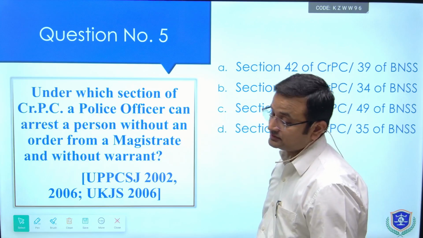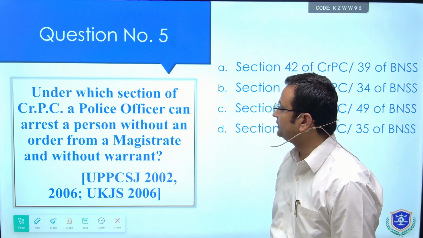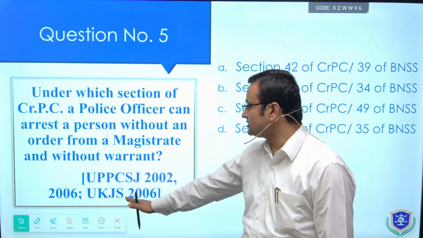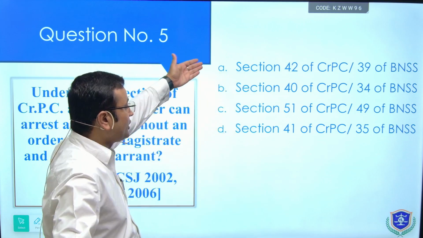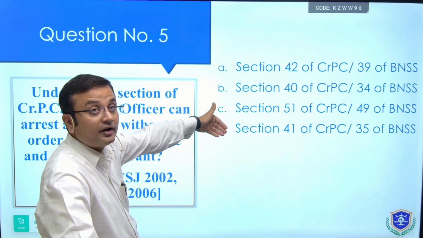See the next question: under which section of CrPC can a police officer arrest a person without an order from a magistrate and without warrant? Again, this question has been asked in Uttarakhand and UP-PCSJ. These are the options: section 42, section 40 of CrPC, 51 of CrPC and 41 of CrPC.